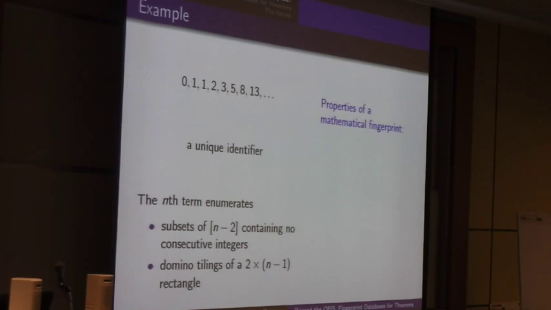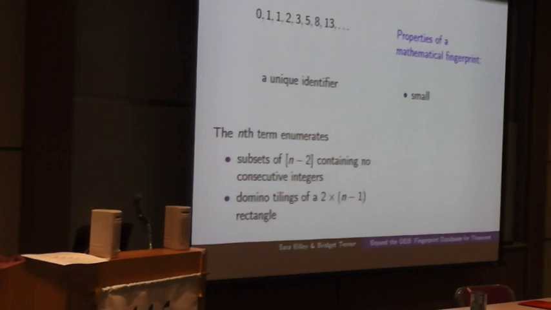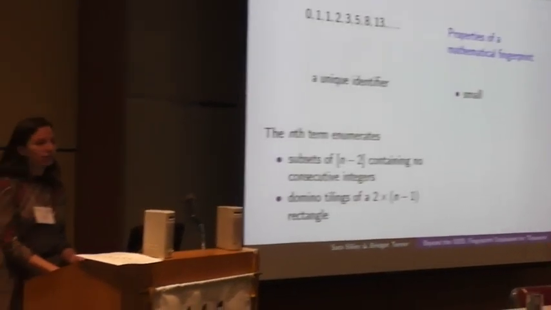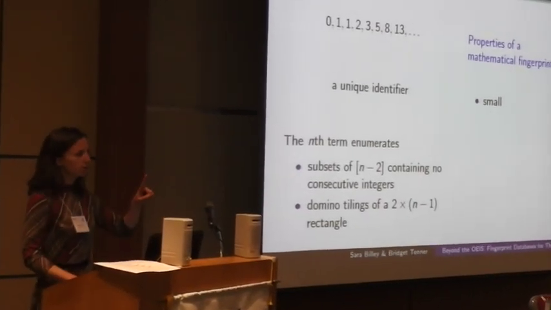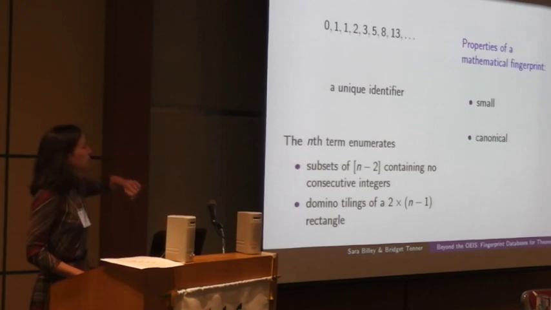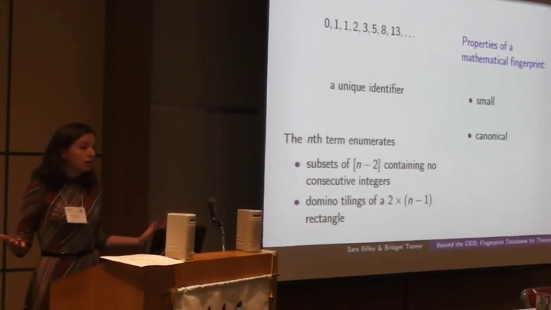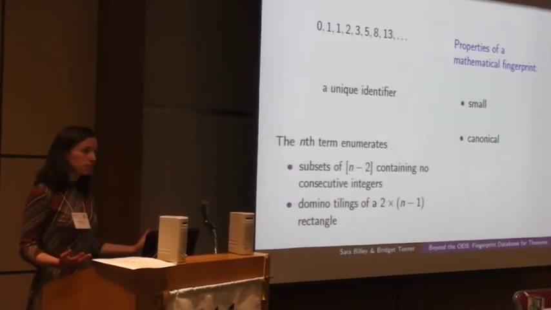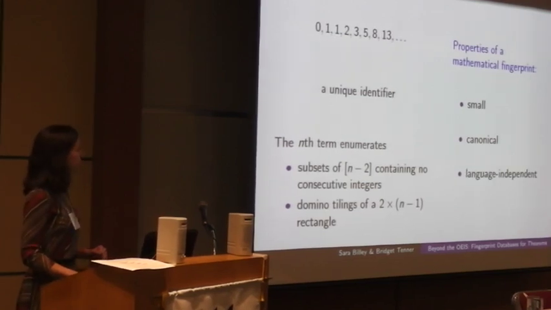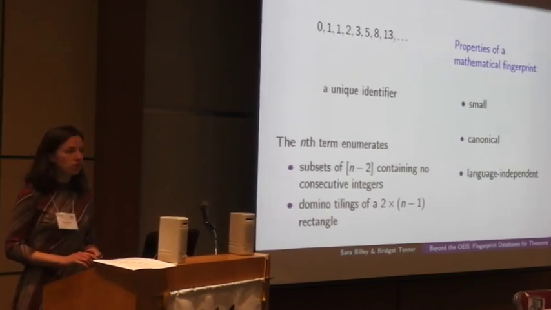So we want to talk about mathematical fingerprints. Again, we're kind of having this fingerprint in mind. And what are the properties of a mathematical fingerprint? Well, I want it to be small. Like this is small. Somehow I want this to be small. I want it to be canonical in some sense. And I want it to be language independent.